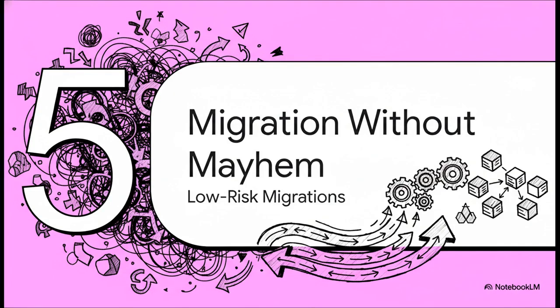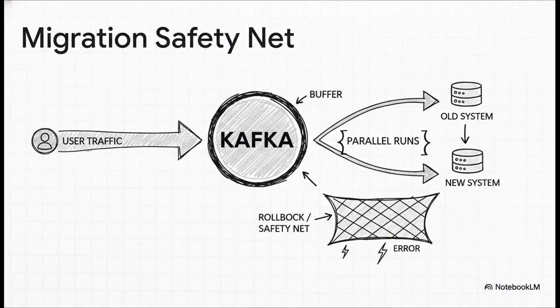And for our final use case, let's tackle one of the most stressful, high-stakes jobs in all of software engineering, migrating a critical system from old to new. This is where Kafka can be an absolute game changer, turning what could be a high-risk catastrophe into a calm, manageable process. You know, this is a huge shift from the old way of doing things, the Big Bang migration, where you basically just flip a switch and pray that nothing breaks.